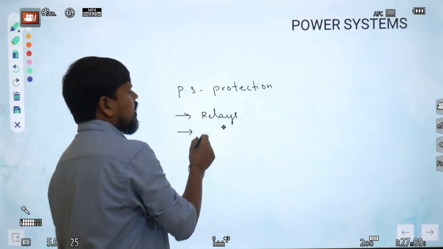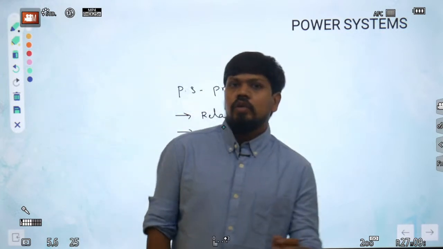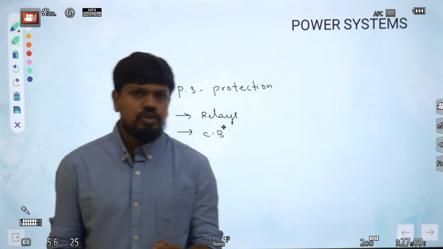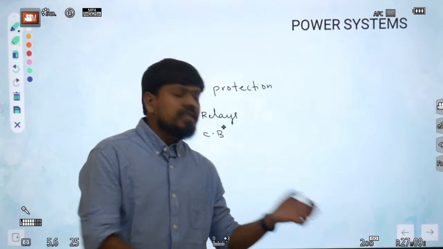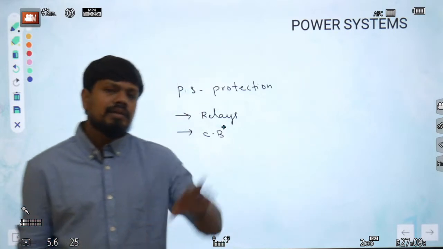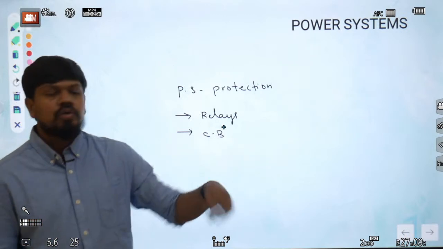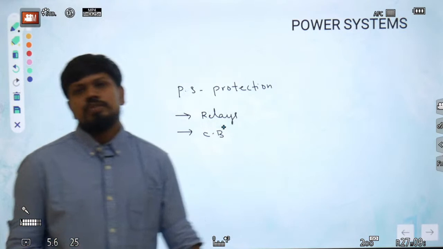After that we have different types of circuit breakers. Later we have different protection schemes. For the generator some protection scheme, for the transmission line some protection scheme, for the transformer some protection scheme. For different devices we have different protection schemes, those you need to know from this protection.